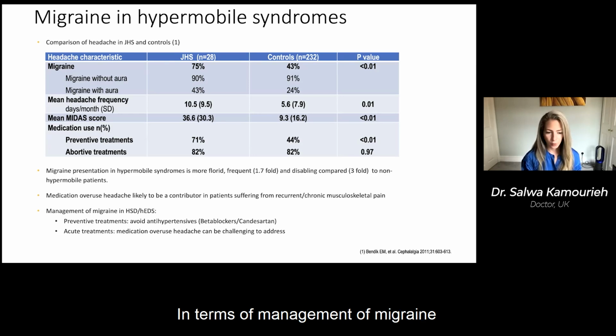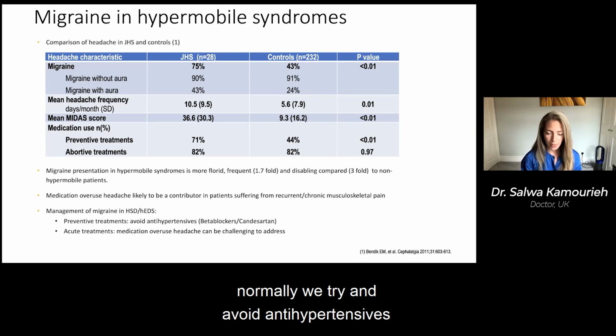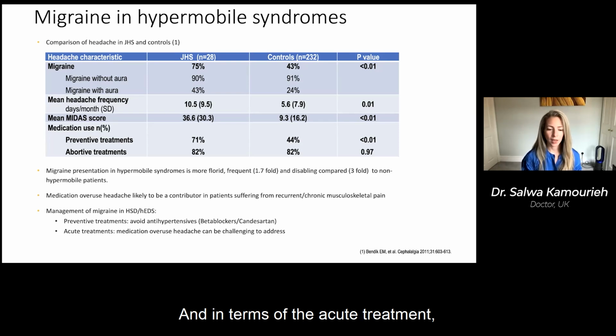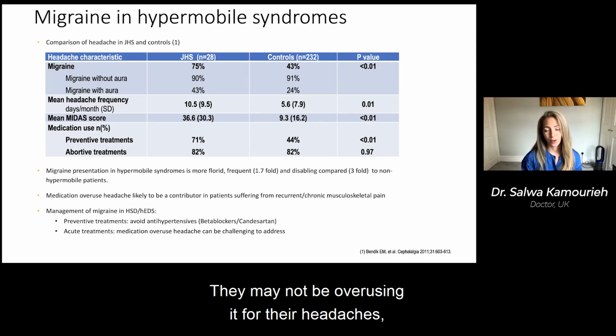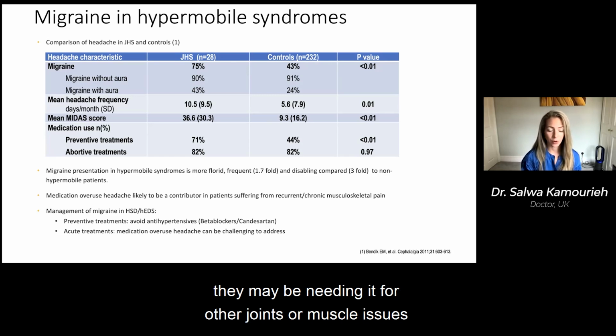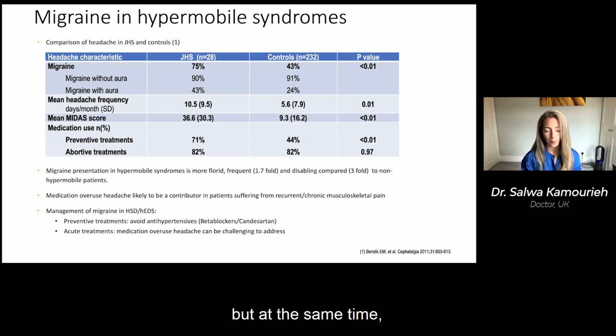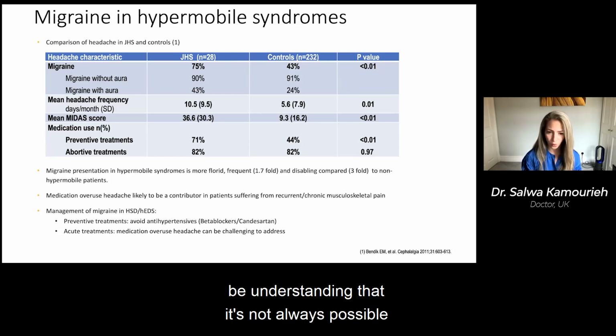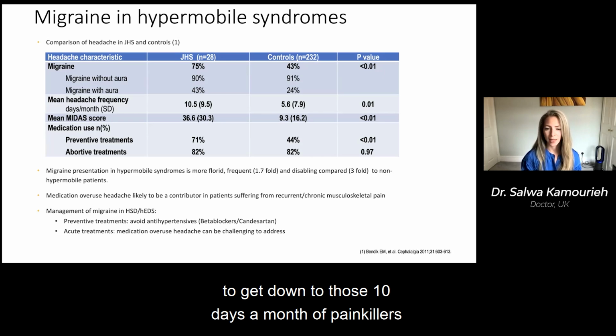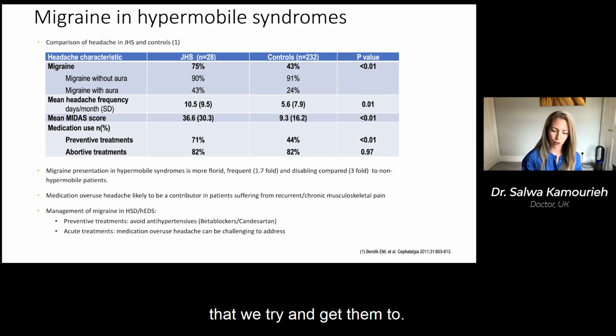In terms of management of migraine in hypermobile syndromes and in EDS, normally we try and avoid antihypertensives just due to side effects of low blood pressure, feeling lightheaded. And in terms of the acute treatment, it is a challenge. They may not be overusing it for their headaches. They may be needing it for other joint or muscle issues, but we do need to try and address it as much as possible, but at the same time be understanding that it's not always possible to get down to those 10 days a month of painkillers that we try and get them to.